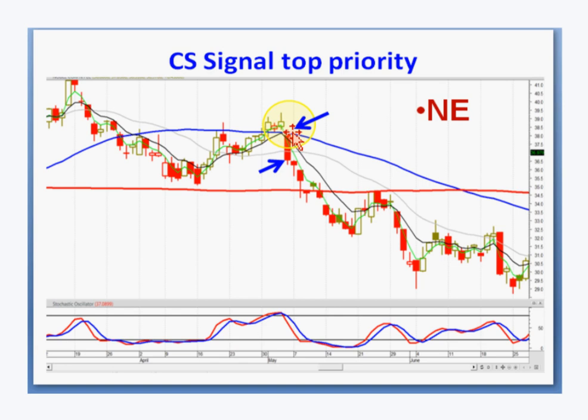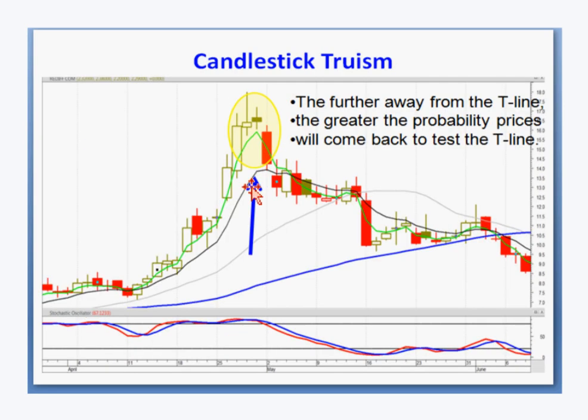If we see a candlestick sell signal and a close back below the T-line, and we can add other things like the resistance level of the moving average, the 50-day moving average, that told us exactly what was happening when we got up here. They were selling at the moving average. So not only do we get out of long positions, we can go short. We also have the truism that the further away you move from the T-line, the higher the probability they're going to come back and test it.